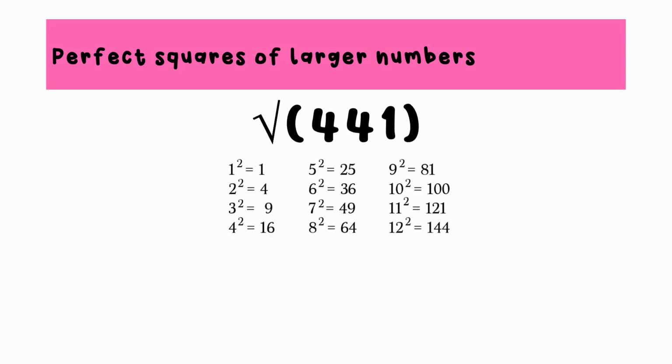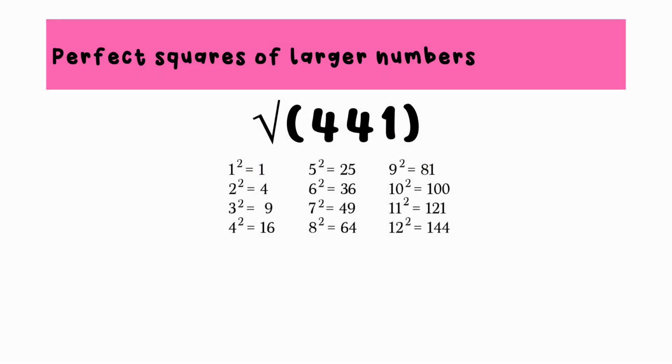First, let's take a look at the perfect squares from 1 to 10. The last digit in the number 441 is 1. So looking at the list, we need to find what numbers also have 1 as the last digit. Here we have the number 1, which is the square root of 1, and 9, which is the square root of 81. So we have two candidates, and they are 1 and 9.